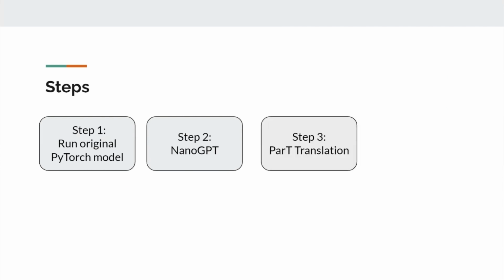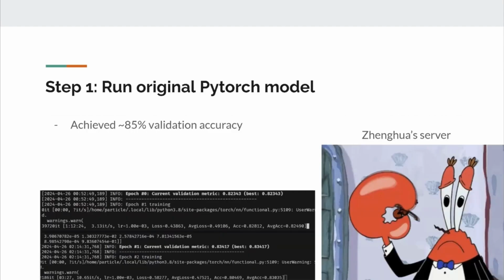Step 3 was to do the actual particle transformer translation, taking that model from the PyTorch implementation and re-implementing it in Keras. And then step 4 was using QKeras to quantize that model, essentially lowering the bit width of all the different model parameters to make it a little bit faster and more efficient. And for step 1, this went very well.